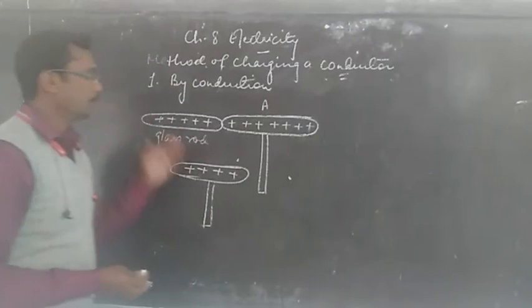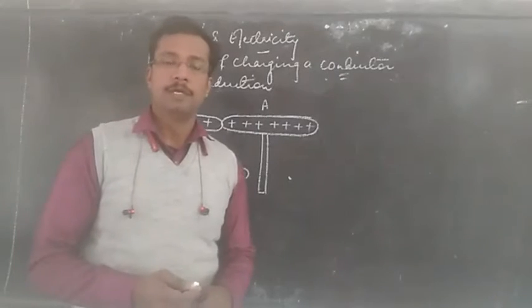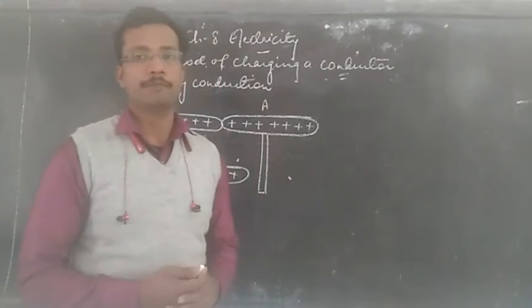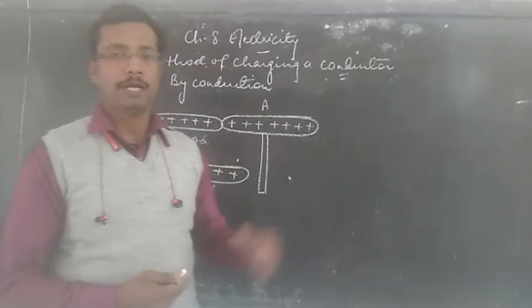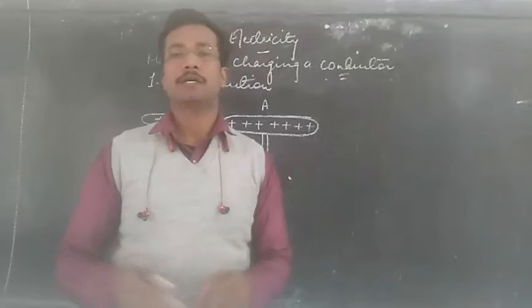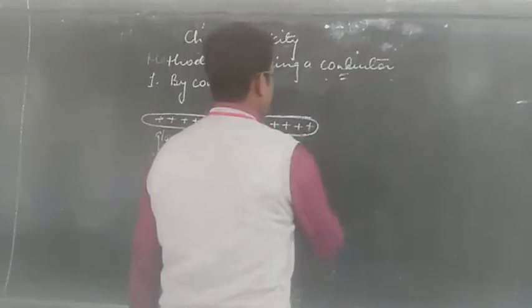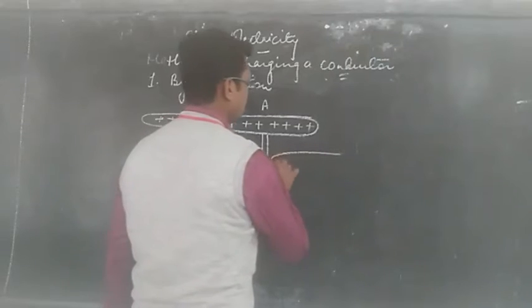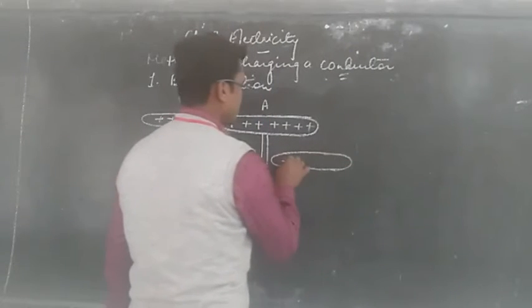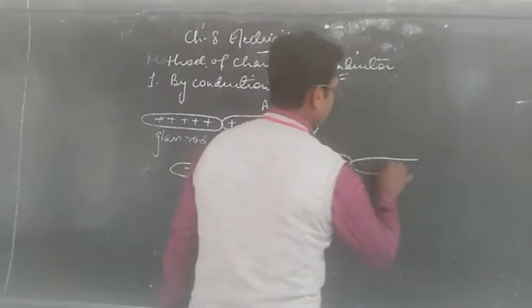Now suppose we want to charge a conductor with negative charge, then we have to bring an ebonite rod rubbed with fur. As a result, the ebonite rod will develop negative charge, and when it is brought in contact with the conductor, the conductor will acquire negative charge. Say this is an ebonite rod with negative charge, and this is a conductor which is to be charged.